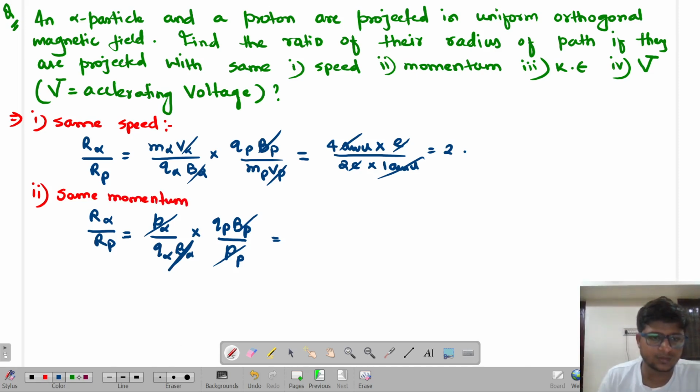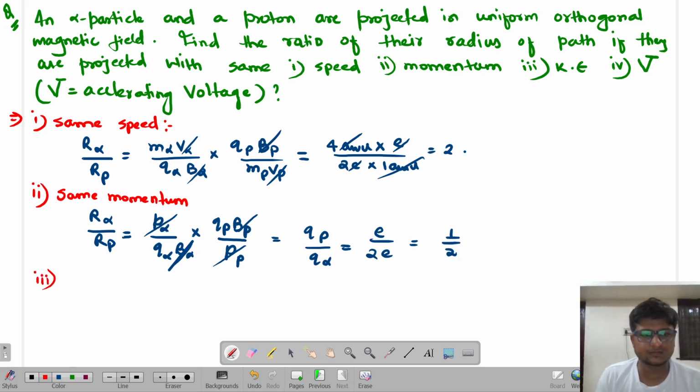Okay. So then this is charge of proton by charge of alpha particle. Charge of proton is what? E. And this is twice E. 1 is to 2. Correct. Very good. Third one, kinetic energy.